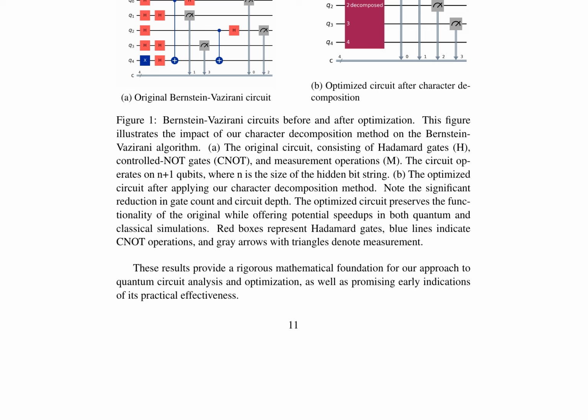Figure 1 illustrates the application of the character decomposition method to the Bernstein-Vazirani circuit, resulting in a significant reduction in gate count and circuit depth. The original circuit, consisting of Hadamard gates, controlled NOT gates, and measurement operations, is compared to the optimized circuit, which preserves the functionality of the original while offering potential speedups in both quantum and classical simulations.